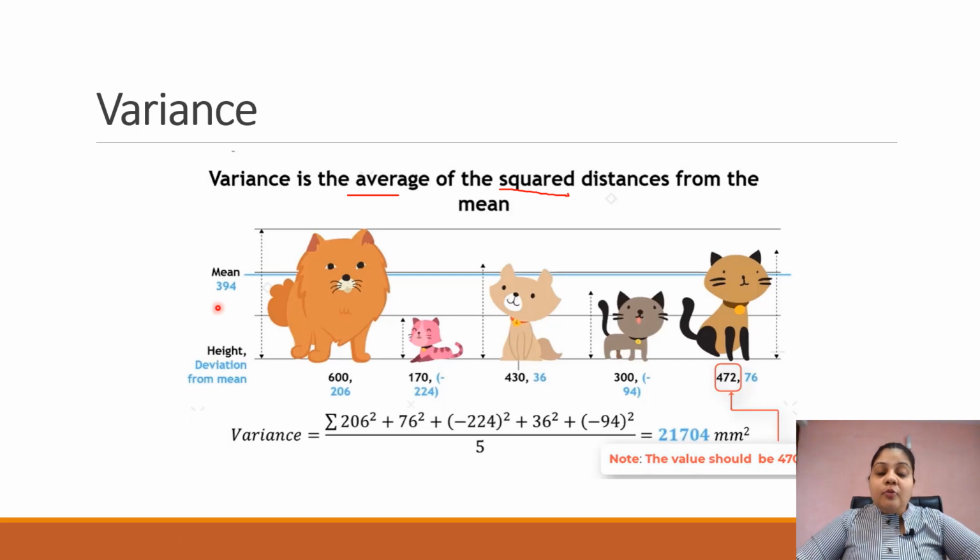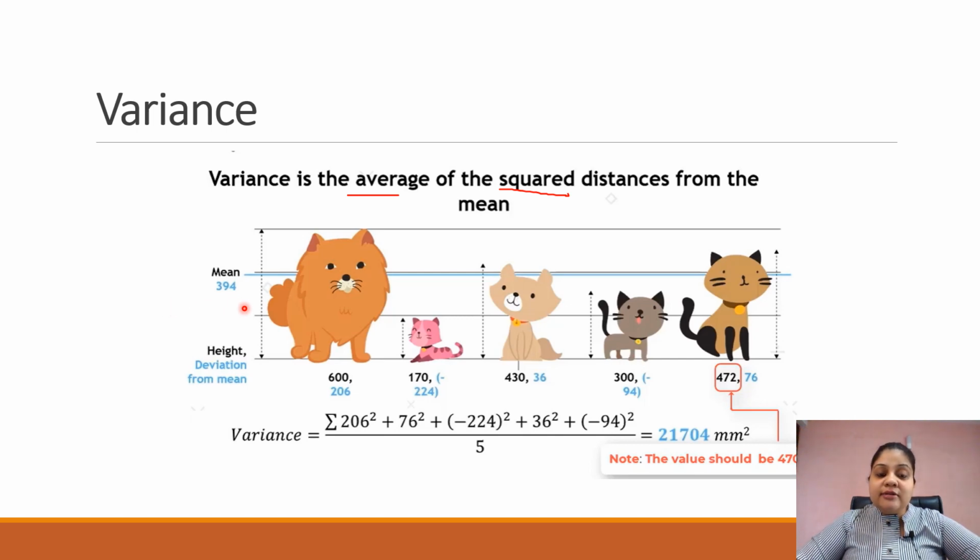So what does it mean? Let's say I am measuring the height of various cats, and for these cats my mean comes out to be 394. The height of the first cat was 600 millimeters. The height of my second cat was 170 millimeters. The height of the third cat was 430 millimeters. The fourth cat was 300 millimeters, and the fifth cat was 470 millimeters. Right. So I need to find the variation in the heights of my cats. So I'll use variance. The mean average height is 394 millimeters.